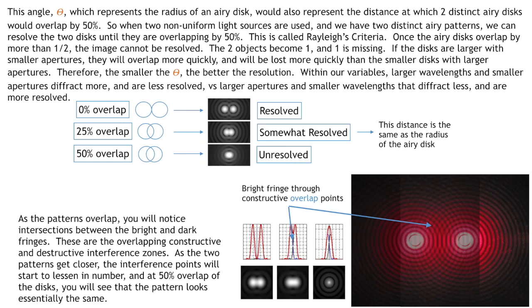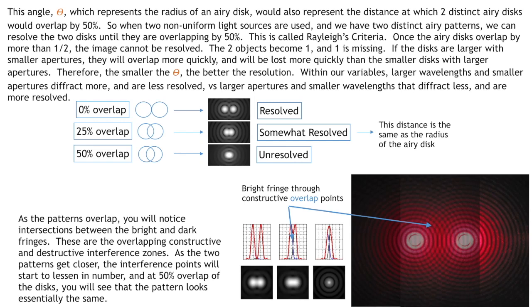So this angle, theta, which represents the radius of an Airy disk, would also represent the distance at which two distinct Airy disks would overlap by 50%. So when two non-uniform light sources are used and we have two distinct Airy patterns, we can resolve the two disks until they are overlapping by 50%. So this is called Rayleigh's criteria. Once the Airy disks overlap by more than 1/2, the image cannot be resolved, and we'll see that here in a minute. The two objects become one, and one is missing.